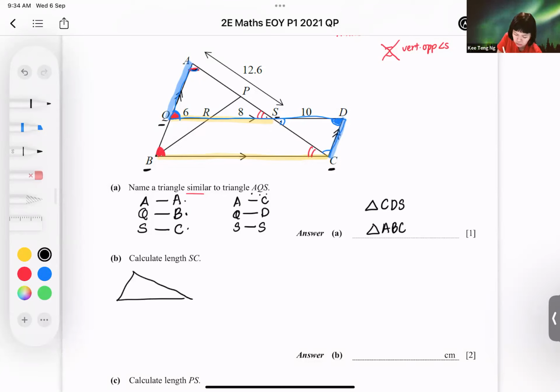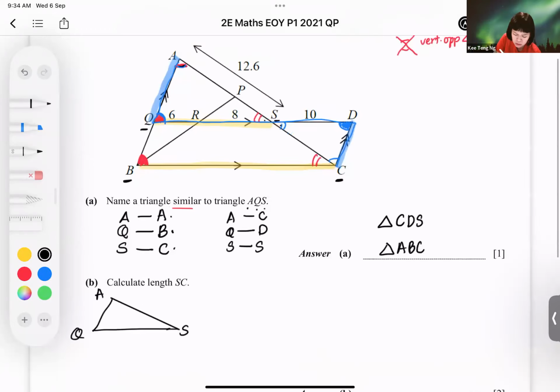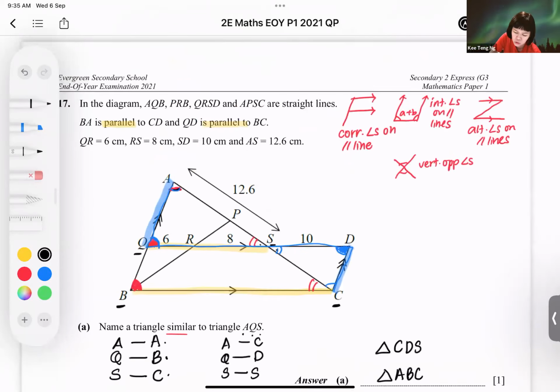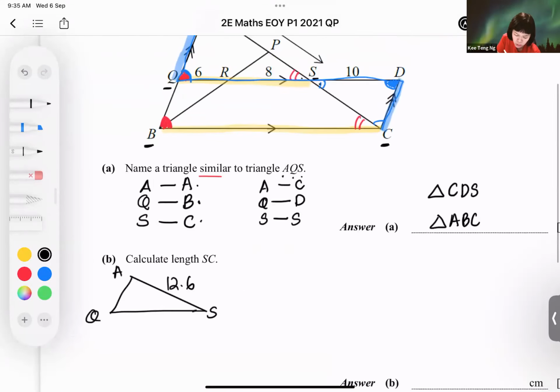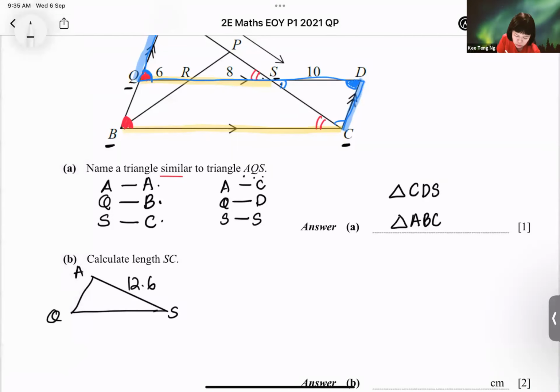Okay, let me draw it out. So AQS, let me plug in my value. AS is 12.6. Let me read the question again. AS is 12.6, SD is 10, R to S is 8, Q to R is 6. So Q to S, technically speaking, this one over here is 6 plus 8, 14. Okay, I've got quite a number.